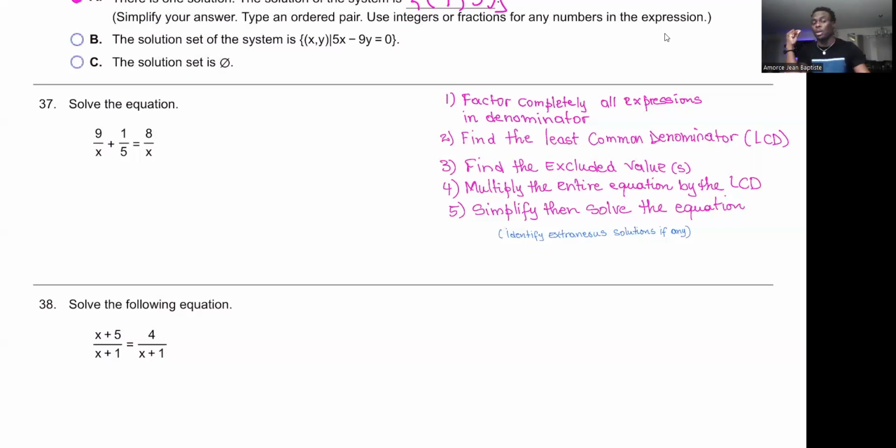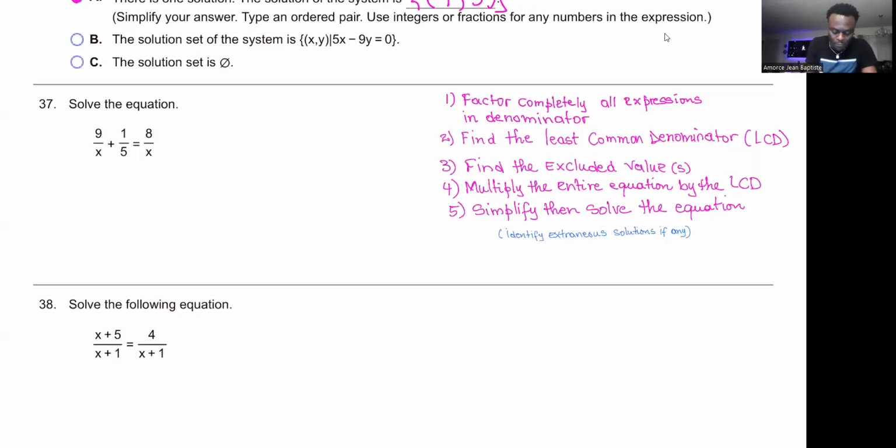Then take your LCD, multiply the entire equation by it, so you can simplify. And after you simplify, you solve. After solving your equation, be careful. You need to identify all the extraneous solutions, because if a value was excluded and found to be a solution, it's automatically an extraneous solution, which means it's to be rejected. So those are the steps to be taken.